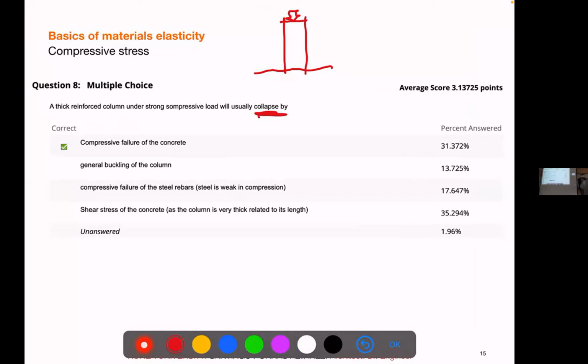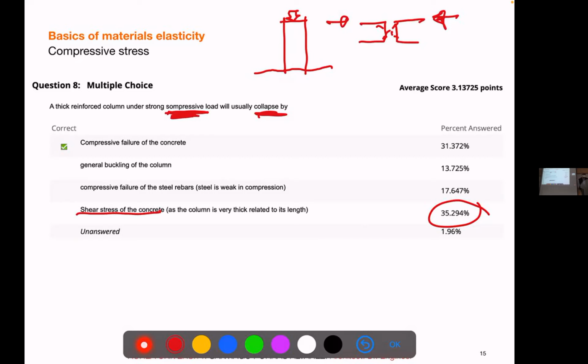And the majority said it will collapse by shear stress. Of course, columns may break by shear stress, but we're talking of a compressive load, right? Compression will cause only compression. There's no shear there at all. We saw those thick columns in the Mexico earthquake when they had side shakes, and then they would break by shear. But it was shear stress, it was not compression, right?